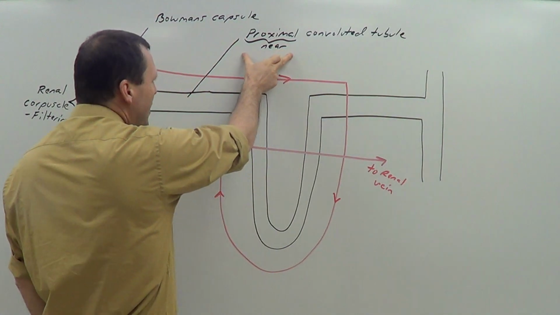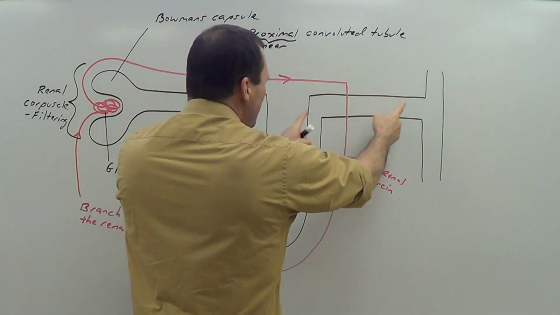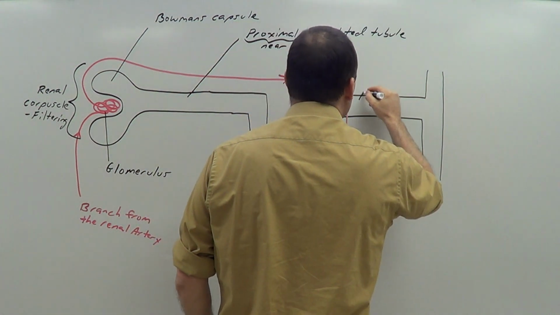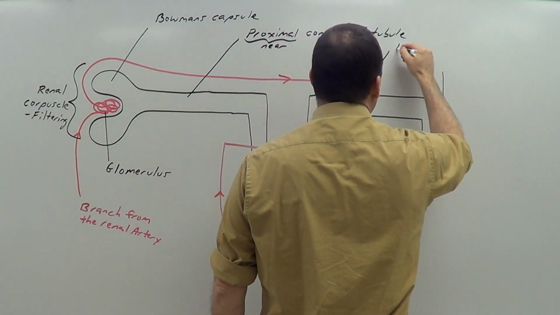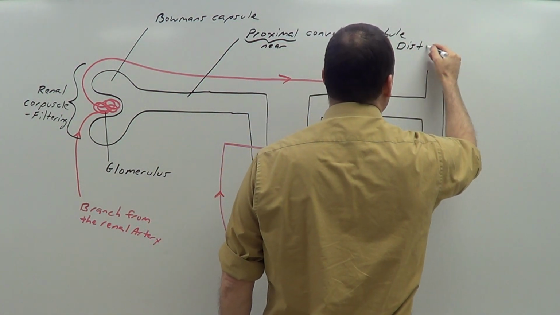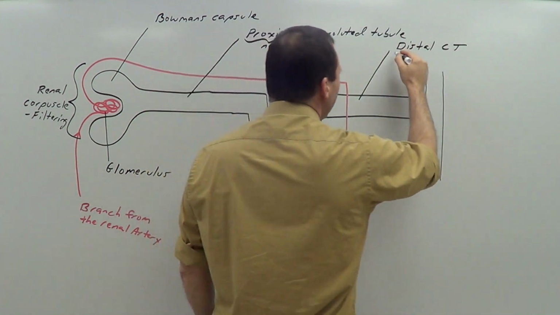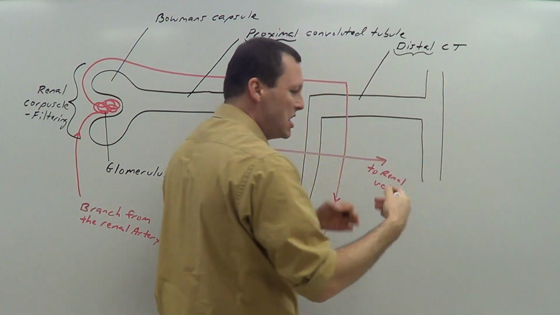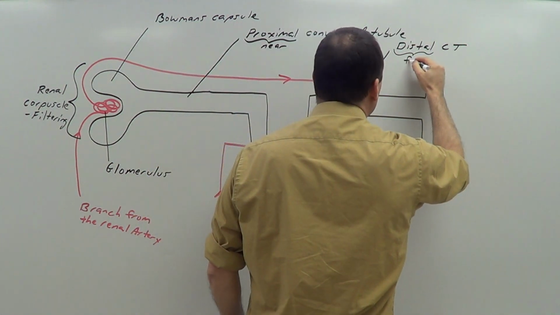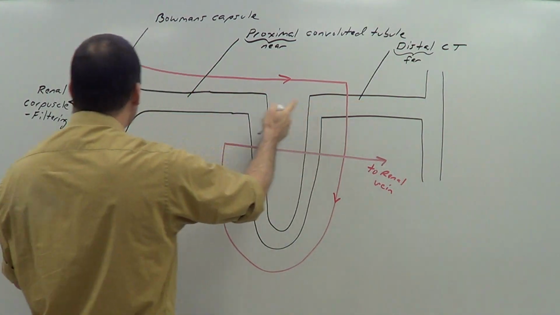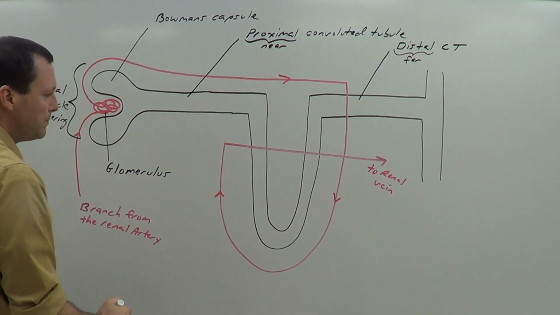Now if there's a proximal, there must be a distal, a further tube, and here there is one. So I'm going to label that, and we'll call that the distal. And I'll put CT, convoluted tubule. In distal, I like to think of distance or far. So this is farther, at least relative to this tubule here, from the renal corpuscle.